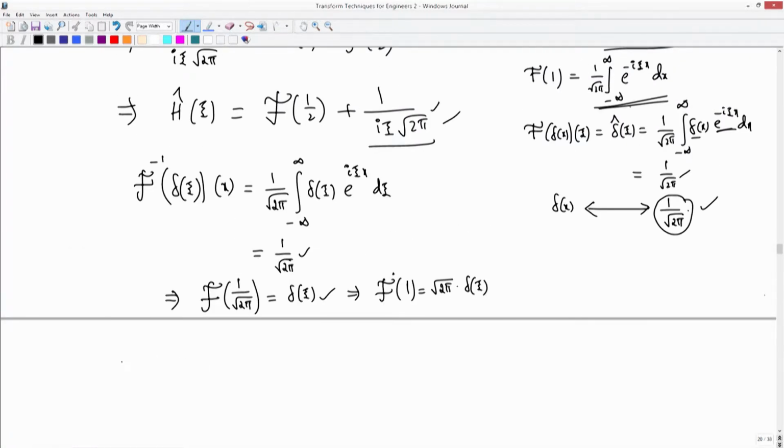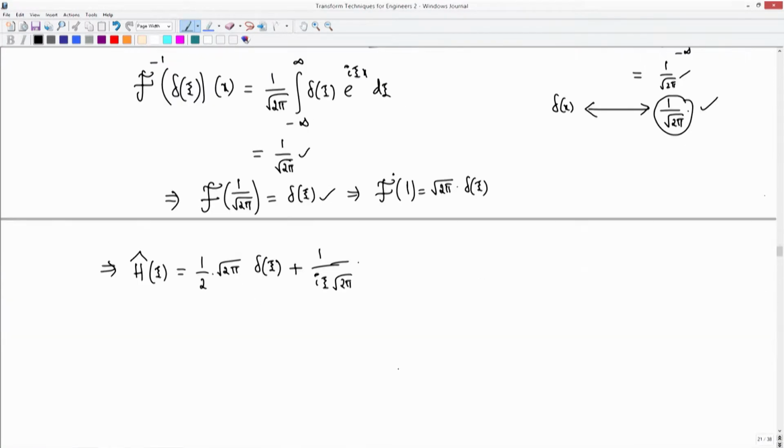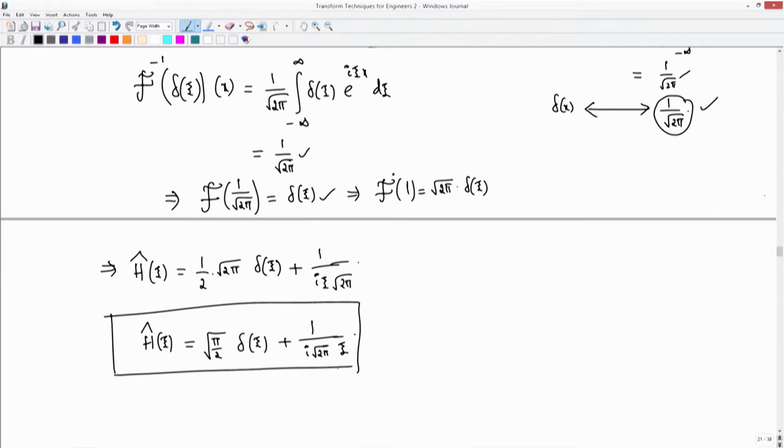So, now you go and substitute into the Fourier transformation of the Heaviside function, which is a function of xi. The Fourier transformation will be half times the Fourier transformation of 1, that is root 2 pi delta function of xi, plus 1 over i xi root 2 pi. So, this is exactly what you have. Finally, you end up with the Fourier transformation of the Heaviside function as root pi by 2 delta function of xi plus 1 over i root 2 pi into 1 over xi. So, this is exactly the Fourier transformation of the Heaviside function.